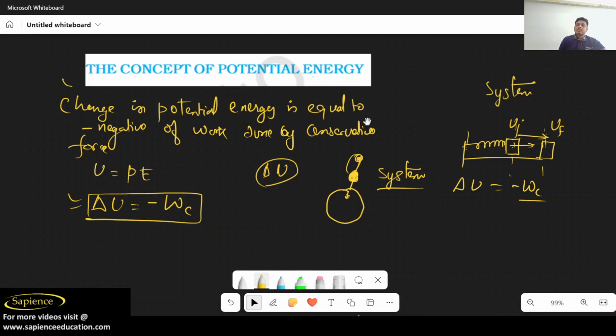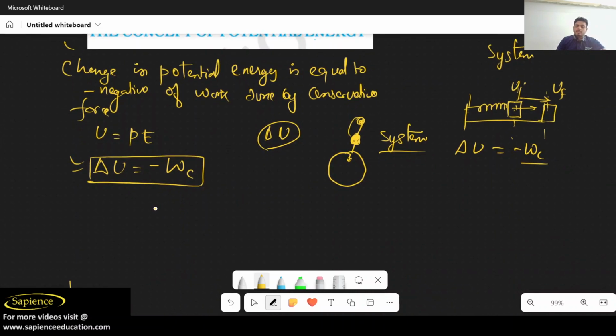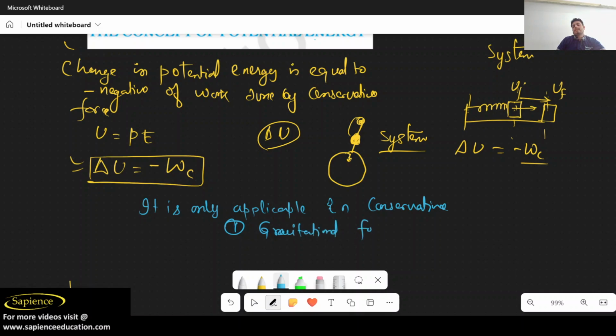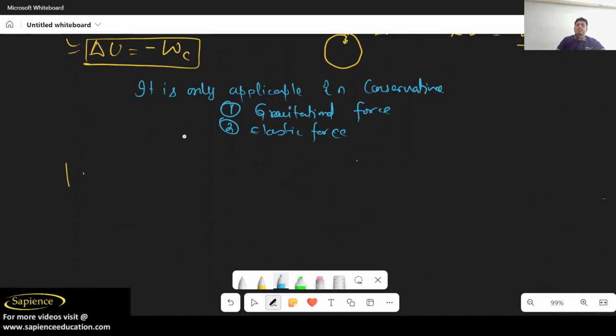The concept of potential energy is applicable only in conservative force. What type of conservative force? For example, gravitational force. Another is your elastic force. Third one, spring force. Understood? So why is the change in potential energy equal to the negative of work done?